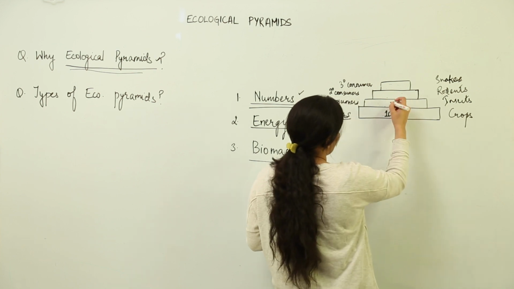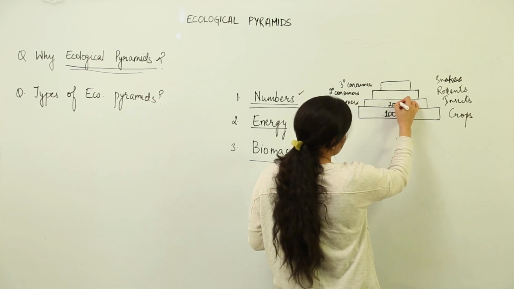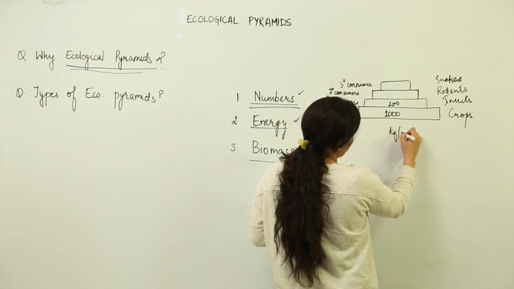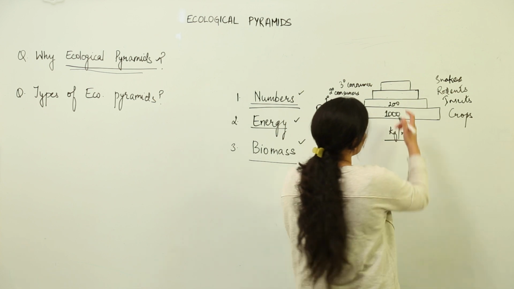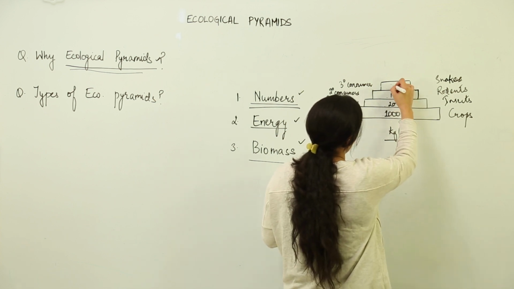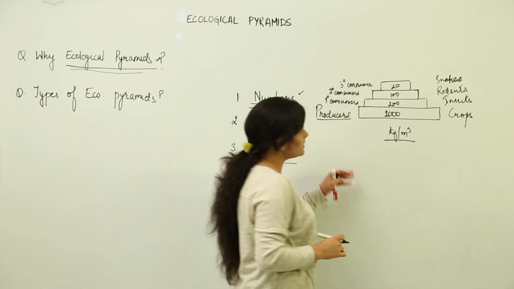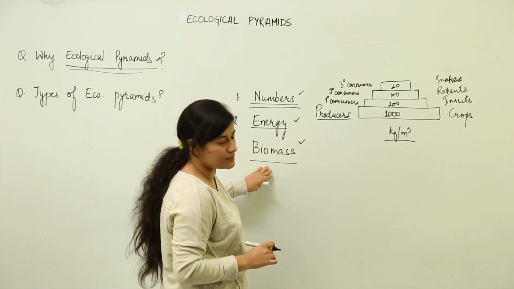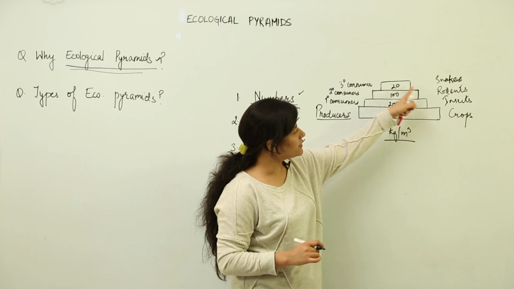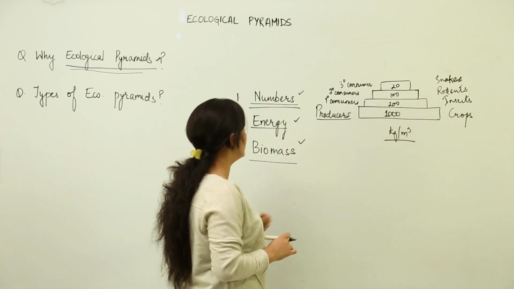kilograms. Then we have 200 kilograms. It is kg per metric cube I am considering. We considered biomass in terms of this unit. Then we have 100. And over here we have 20. So this would represent the biomass, the living mass as we talk about. So the biomass is represented in this way. Again, this is a comparative account.